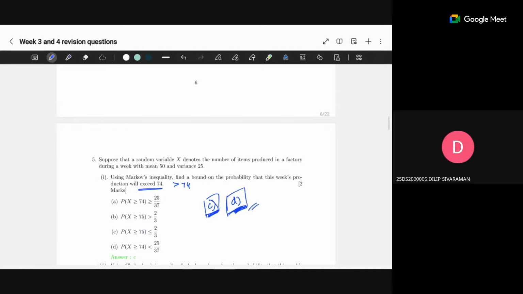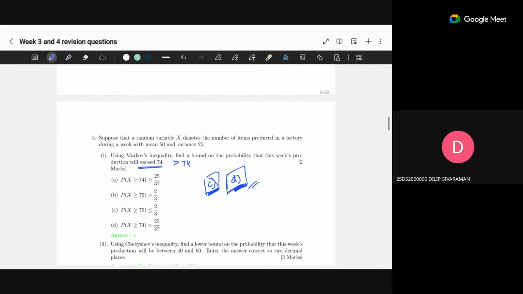Okay, let's move on to the second part. Using Chebyshev's inequality, find a lower bound on the probability that this week's production will be between 40 and 60. Solve this and let me know the answer.